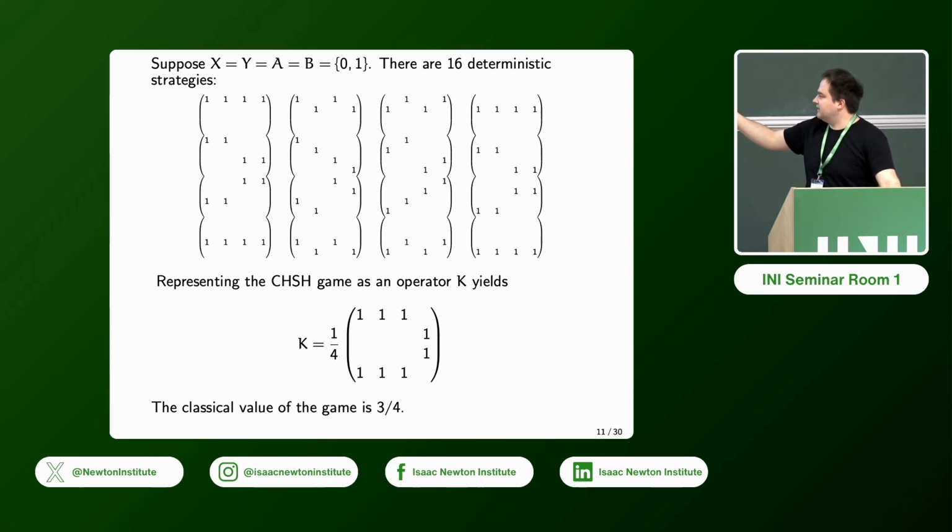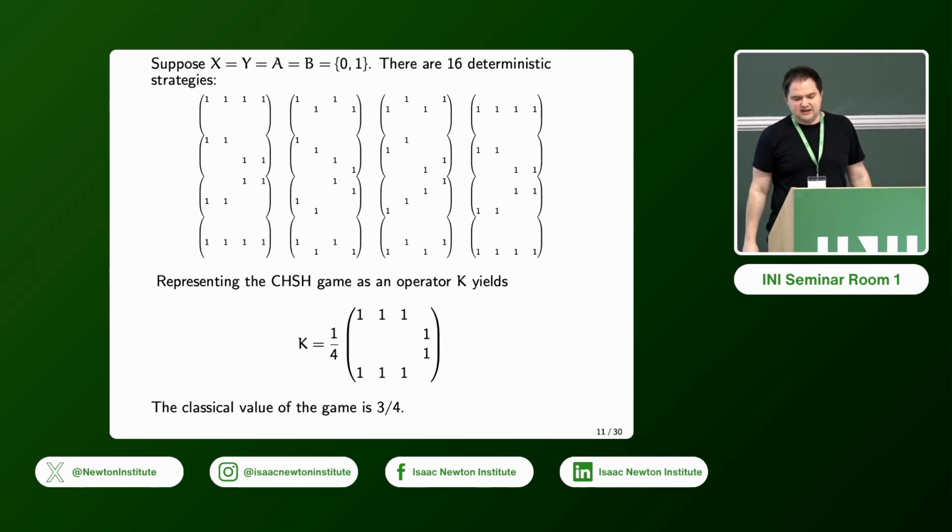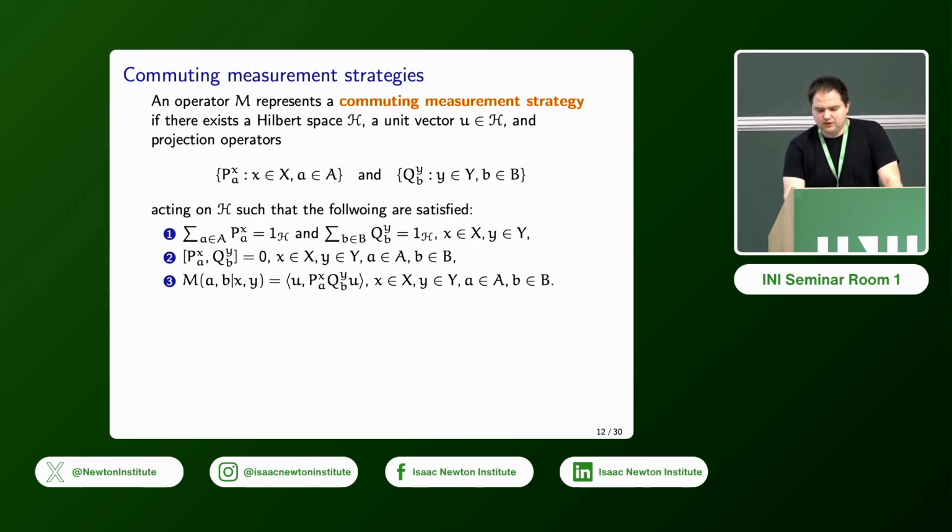And then one can see that the classical value of the game is just 3/4. If you somehow go through all of the inner products, then you would be able to see that. Okay, so the NPA hierarchy, for that we need the commuting measurement strategy.